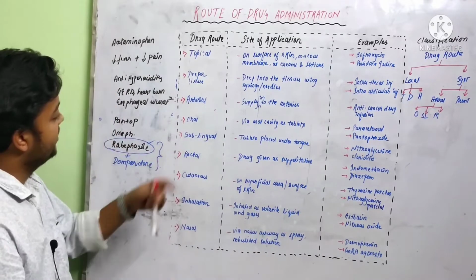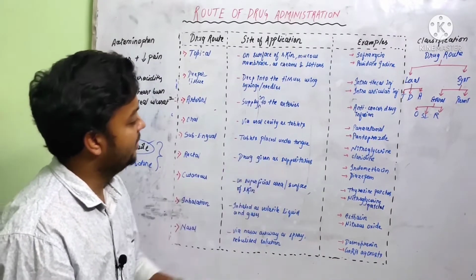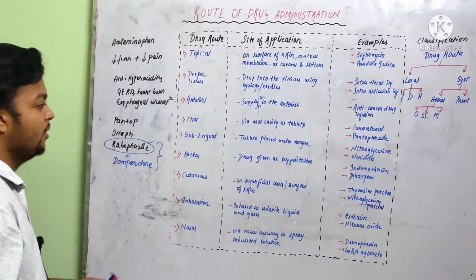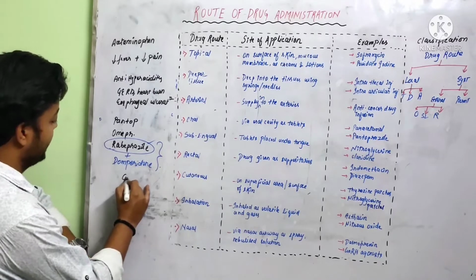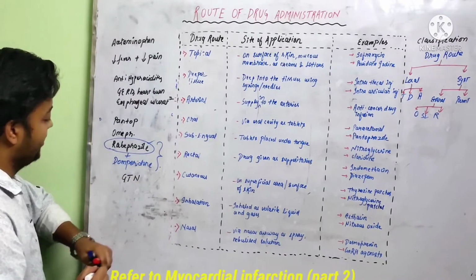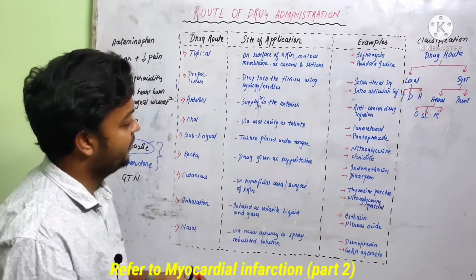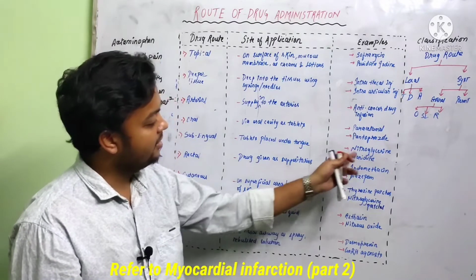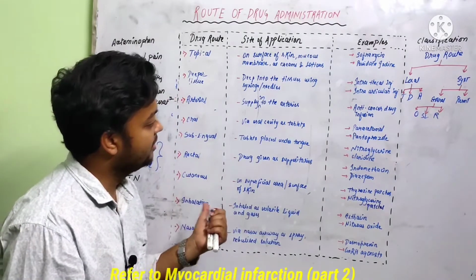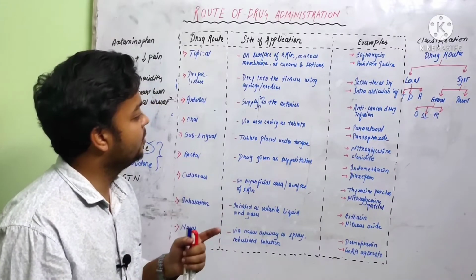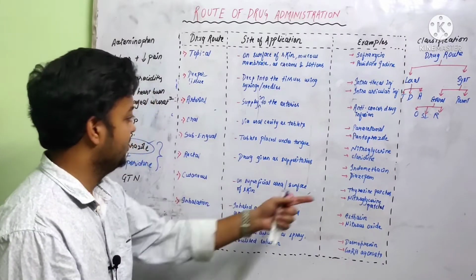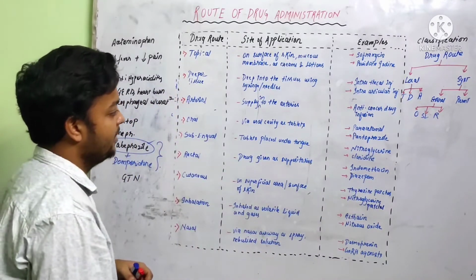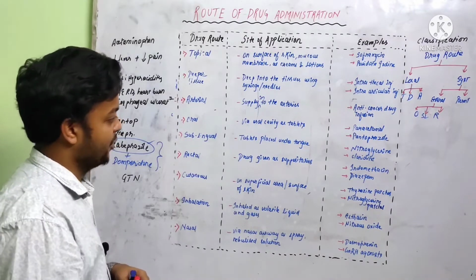Okay, so next we have the sublingual, that is the tablet placed under the tongue, and the first example is nitroglycerin. Guys, nitroglycerin is also called GTN, that is glycerol trinitrate. I have mentioned this in my earlier videos on myocardial infarction. In the treatment video, I told that nitroglycerin, that is GTN, is used sublingually, and the drug dose was 0.4 to 1 mg. Just look here, nitroglycerin and sublingual. You can check out that video also. That was in the treatment video of myocardial infarction.